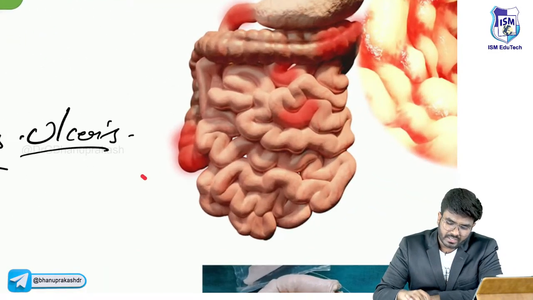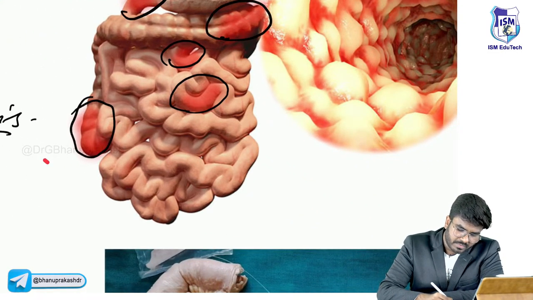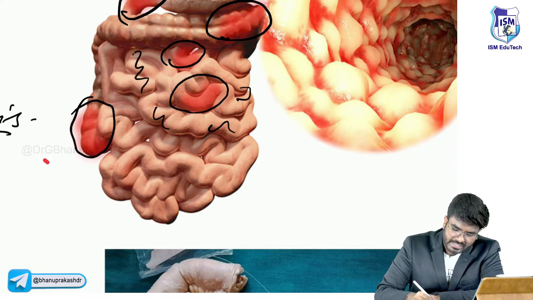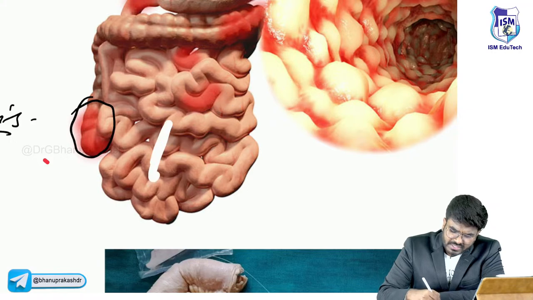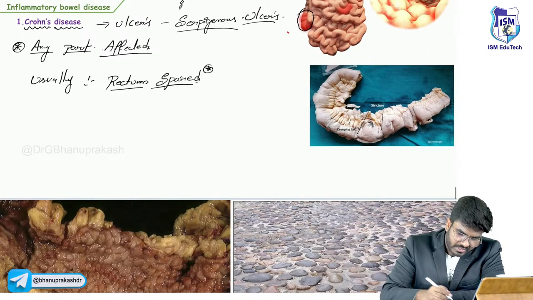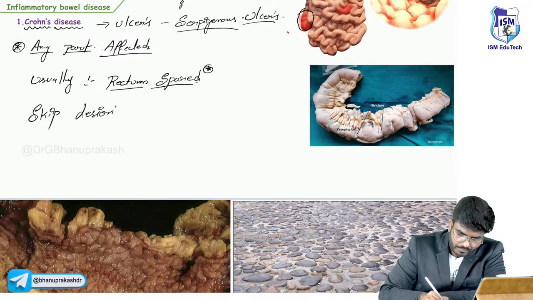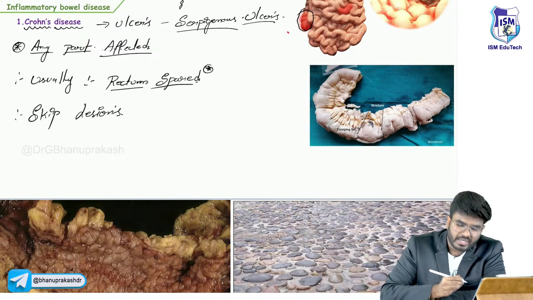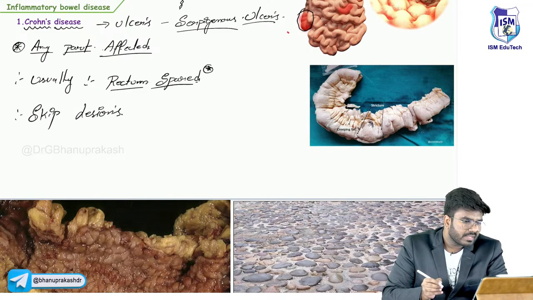Even you can look here in this image. This part is affected, this part is affected, this and this part affected, but there are normal healthy areas in between. So, is it a continuous involvement or are the lesions skip lesions? These lesions are skip lesions. Not continuous involvement, skip involvement, like the lesions are skipping.